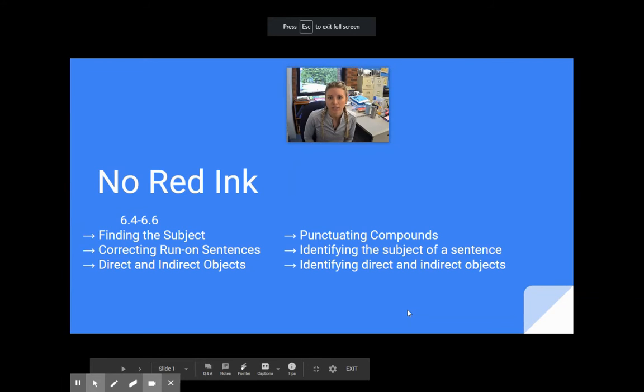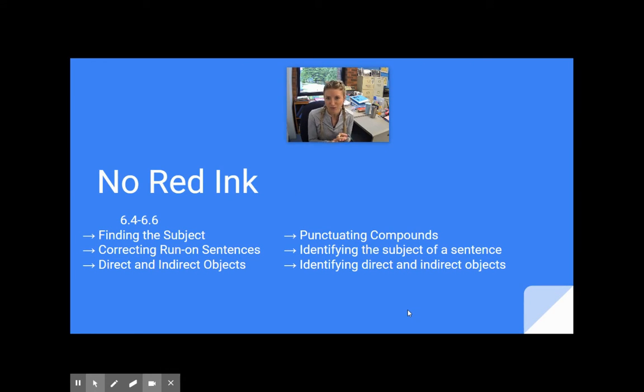Guys, today's NoRedInk is covering the following skills: finding the subject, correcting run-on sentences, and then finding a sentence's direct and indirect object. So I'm going to review those with you really quickly.